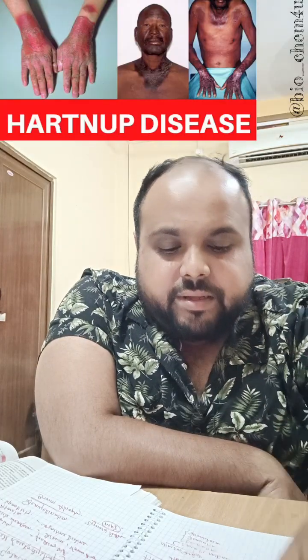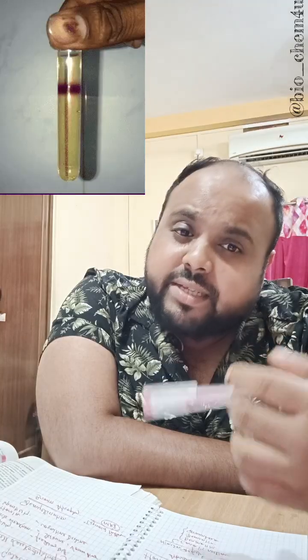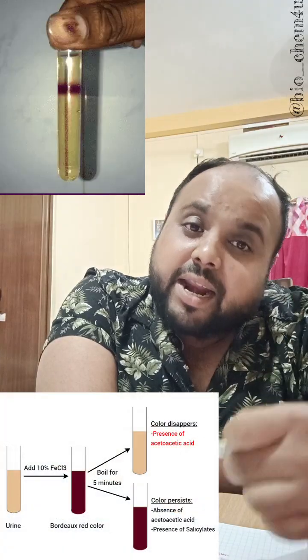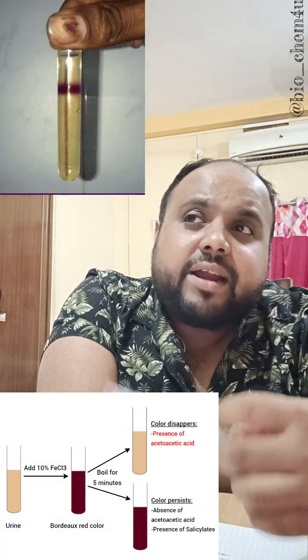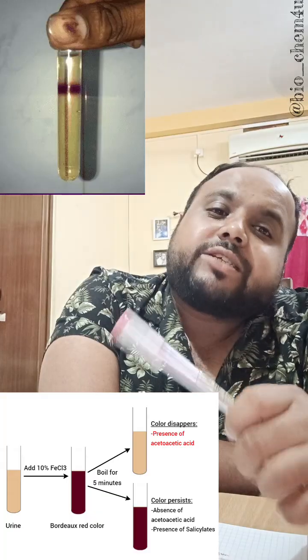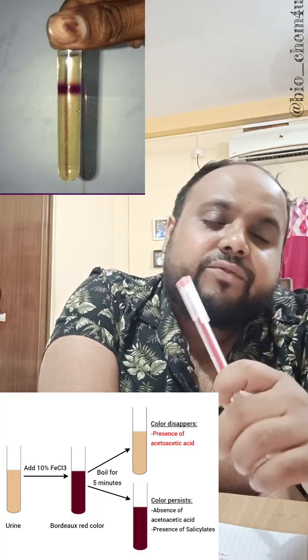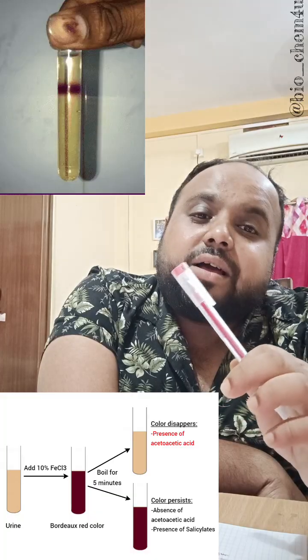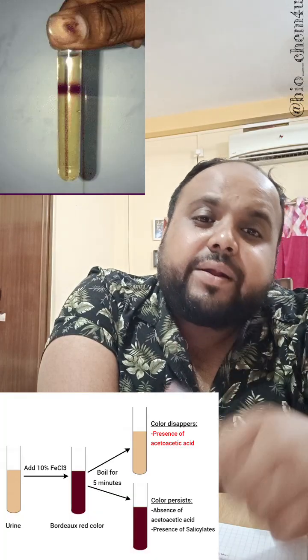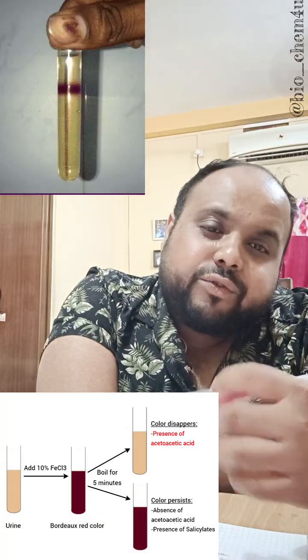And next comes Rothera's test and Gerhardt's test. The Rothera's test and Gerhardt's test are used for detection of ketone bodies in urine. It's a bedside test, very important. It looks like a deep purple ring at the junction of the two fluids.